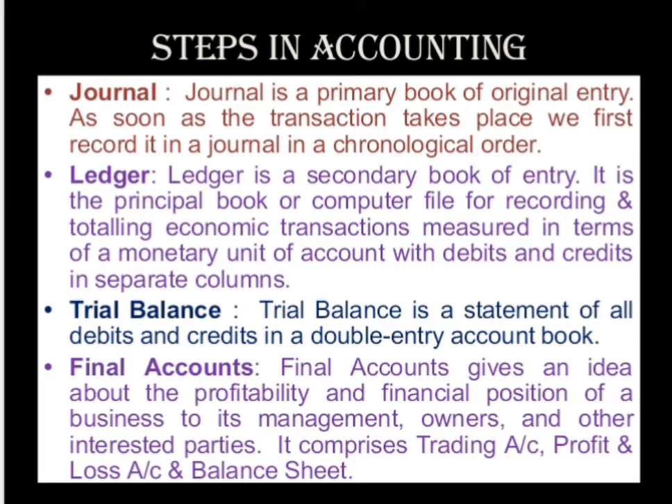Then the ledger. Ledger is a secondary book of entry. It is a principal book or computer file for recording and totaling economic transactions measured in terms of a monetary unit of account with debits and credits in separate columns. Third is a trial balance. It is a statement of all debits and credits in a double entry account book. Then the main part is the final accounts.